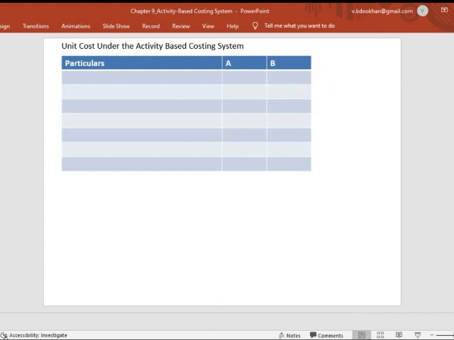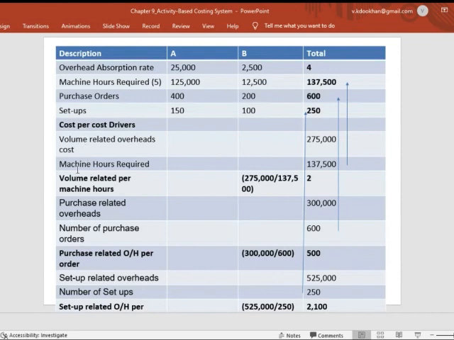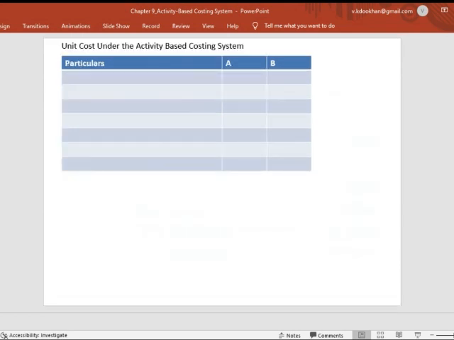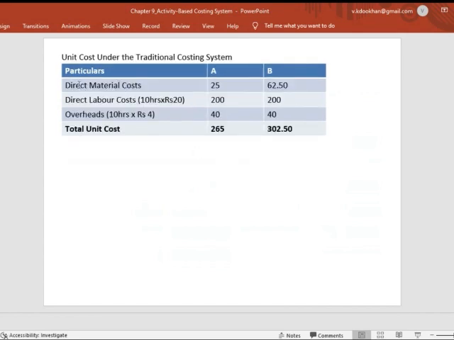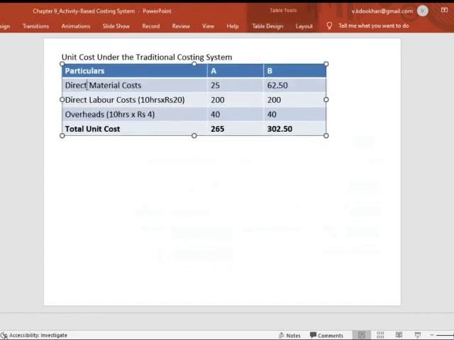As I was telling you, we are going to have the direct expenses and then the overheads will be broken down based on what we did here. These are the overheads and we are going to use these. First, the same: the direct cost, direct material and direct labor. I will copy it, just to save some time. This one remains the same.